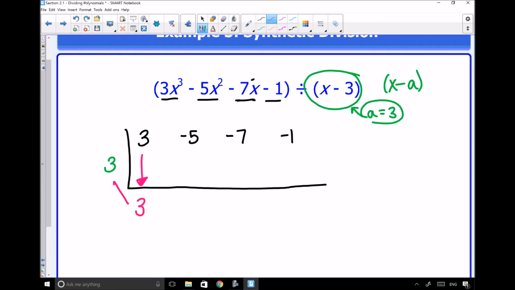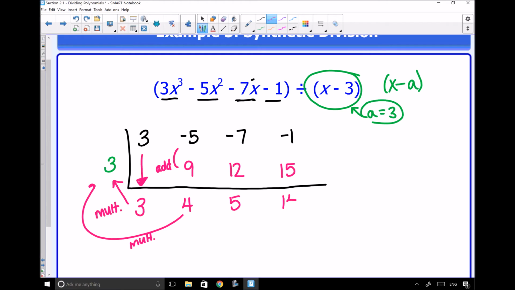Okay, then I'm going to multiply this coefficient here by my a value. So 3 times 3 is 9. Then right here, I'm going to add these values together. So negative 5 plus 9 is 4. Same thing, I'm going to multiply right here. So when I multiply 4 times 3, I get 12. Add these together, I get 5. Then I'm going to multiply 5 by 3, I get 15. Add these together, I get 14.